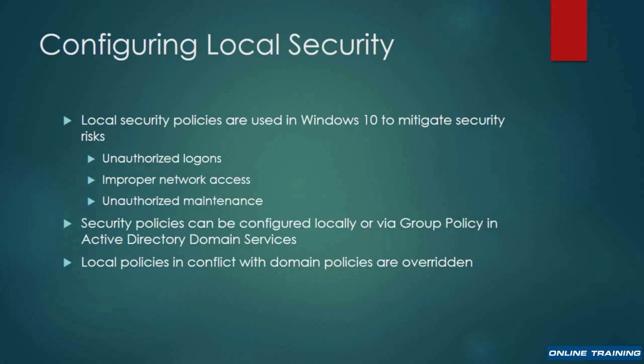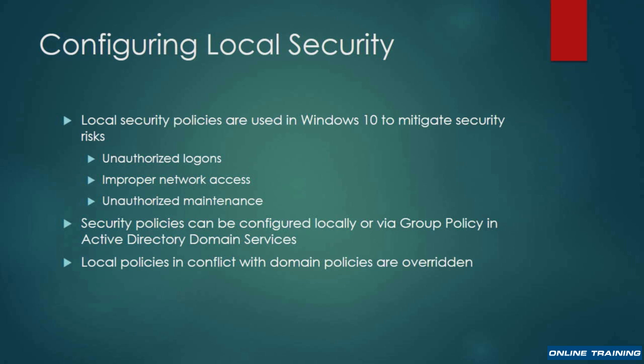The local security policy in Windows 10, as in its predecessors, is a collection of settings that can be applied to the local computer or can be applied via GPOs in Active Directory domain environments. It's going to help us to monitor or even prevent unauthorized logons, monitor for or prevent improper network access to a computer over the network, unauthorized or improper maintenance procedures, administrative tasks that are happening. So it's a collection of settings that just increase the overall security of the system as a whole.